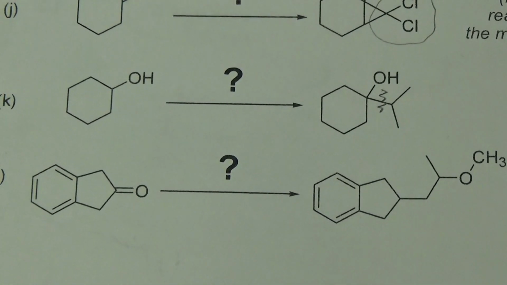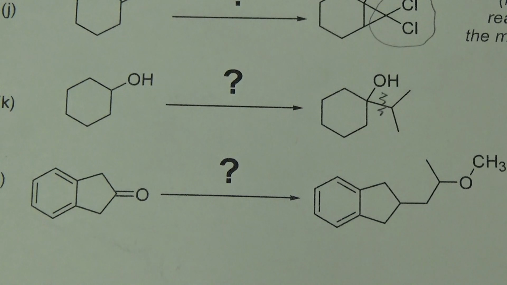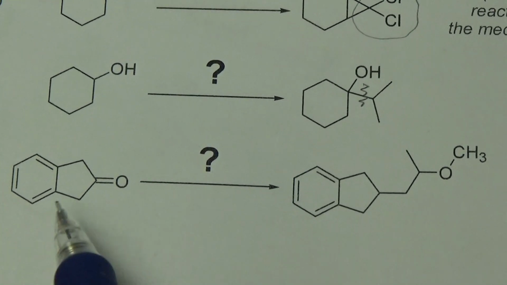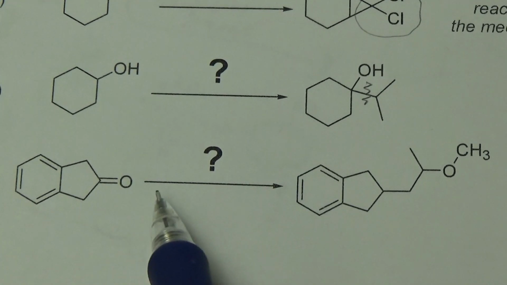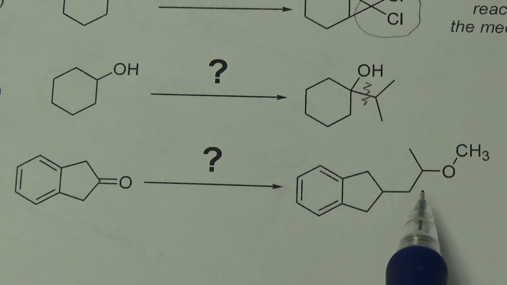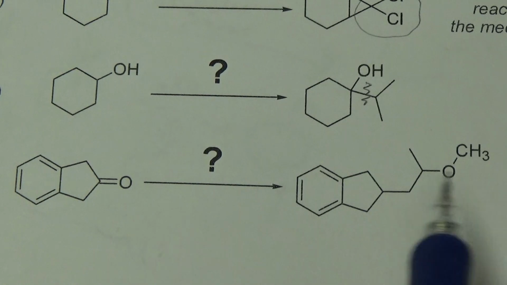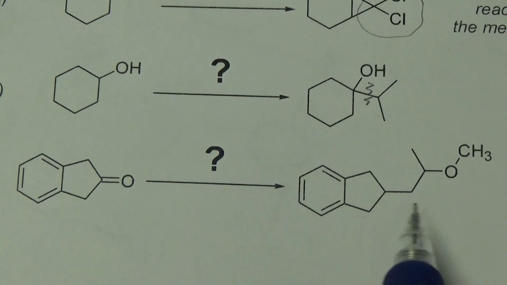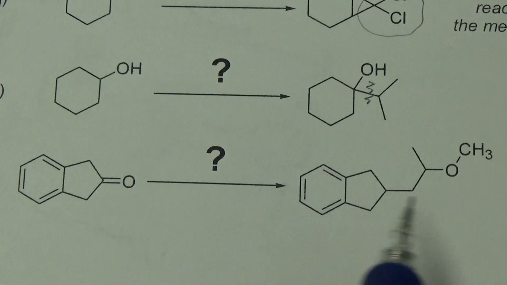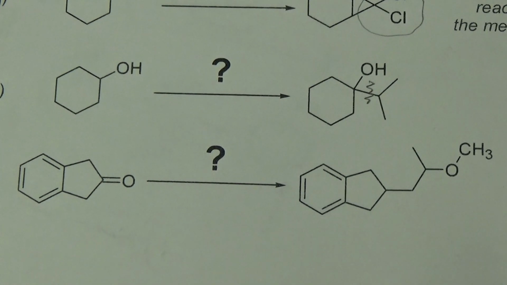Problem L is a little more challenging. It's going from a ketone to this thing with more carbons and also an ether. So it's actually maybe one of the most challenging problems, but it's still within our grasp and it's doable. Let's see how we do this.